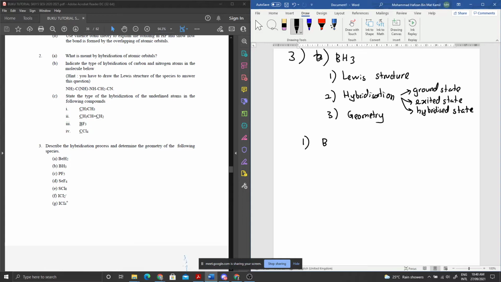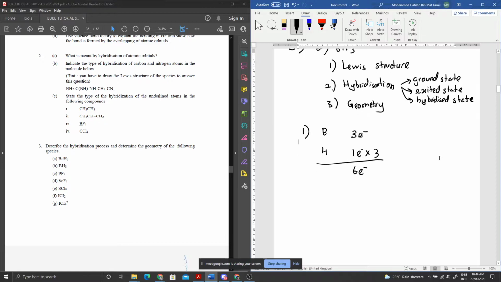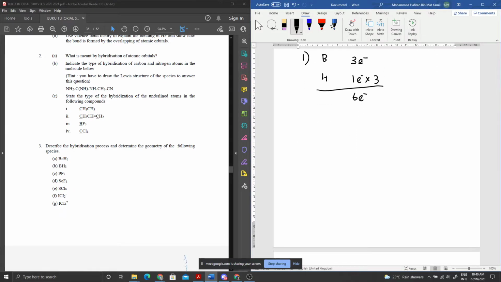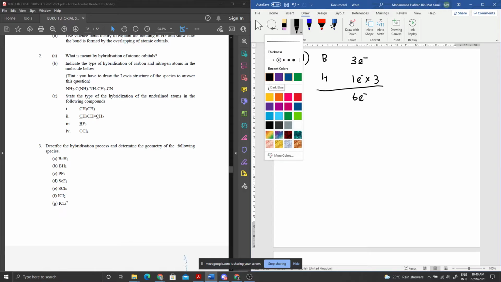So B and H. Okay, B. So let's tengok boron. Dia punya valence electron is 3, right? 3 electrons. And hydrogen is 1, tapi kita ada 3. So the total valence electron is 6 kan? So nak buat Lewis structure, okay, Lewis structure dia macam biasa, letak the most electropositive atom dekat tengah except hydrogen.